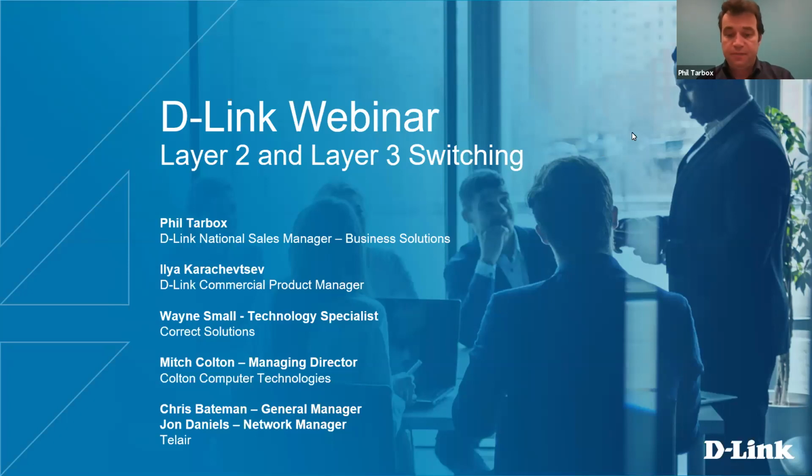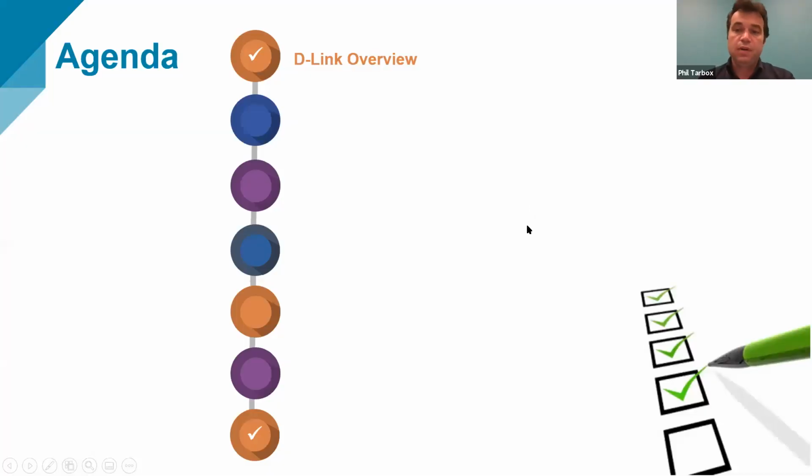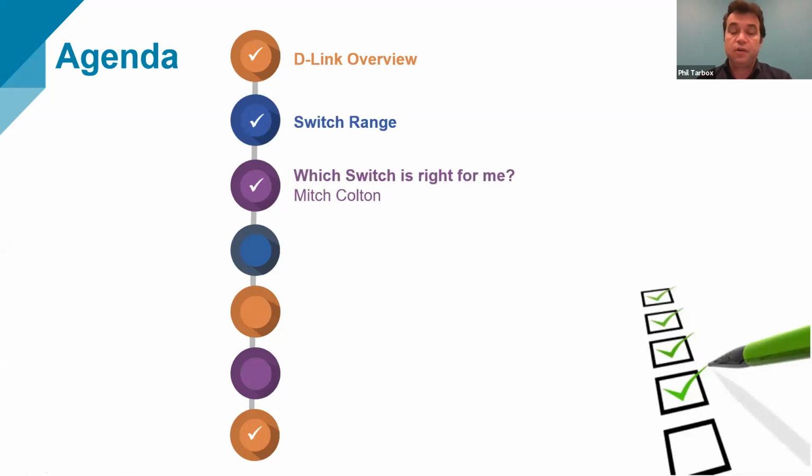Okay, so without any further ado, let's have a look at what we will be covering today. A quick overview of D-Link, a quick look at our switch range without getting into too many speeds and feeds about product. And then we've got the more interesting part of the webinar today, to actually hear from some of our partners. So Mitch will be looking at which switch is right for me, helping you choose the right switch for your customer. As you'll see in just a moment, there's a very wide range of D-Link switches, and Mitch has got pretty good experience across almost our entire range of product.